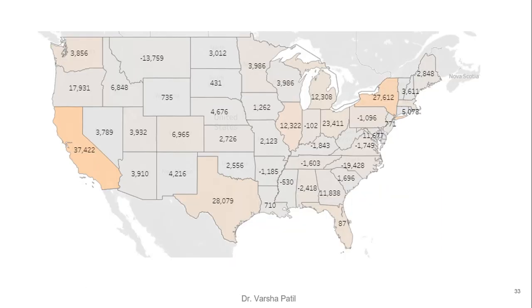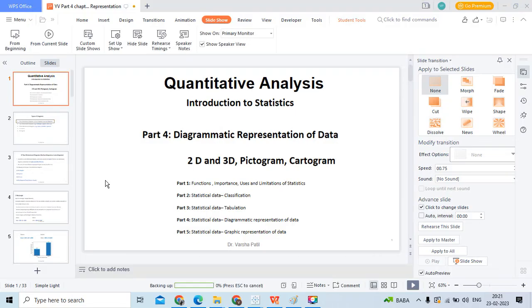This is one more example, of the states of the USA, in which we can find out the production, and based on that we can also find the variation in color. So when the production is more, the color gets darker. So this is one of the ways. So these are all examples of cartogram, by which we can explain.